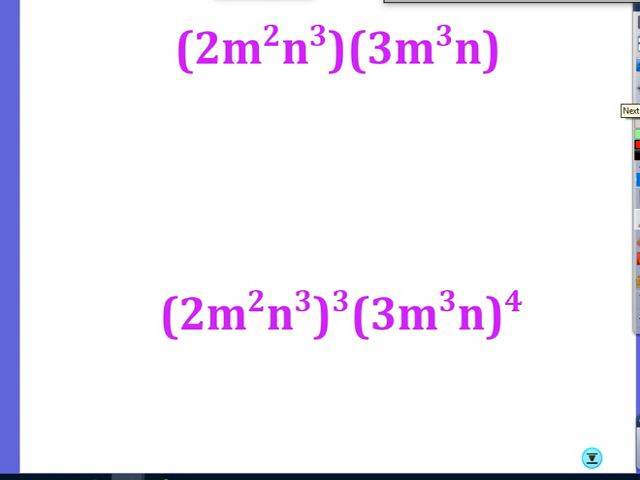For this next example, this is monomial times monomial. Make sure you multiply your coefficients and add your exponents.